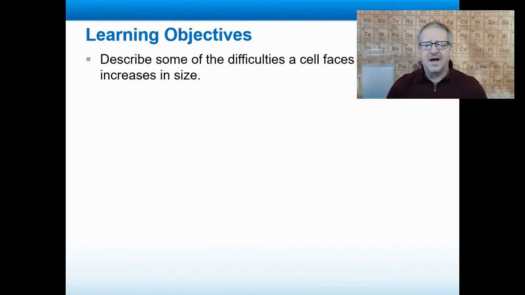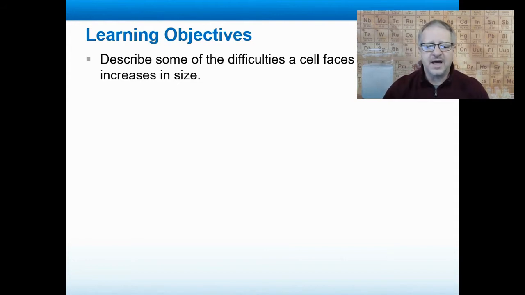So maybe think about why larger organisms like plants and animals are made up of trillions of little cells rather than having a much smaller number of larger cells. Like, why are things the way they are? Why aren't they different?